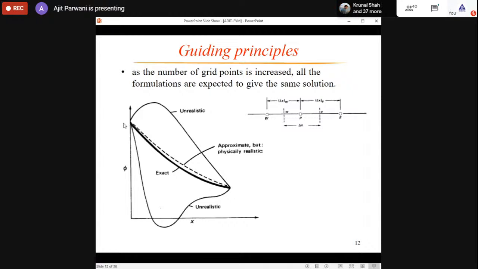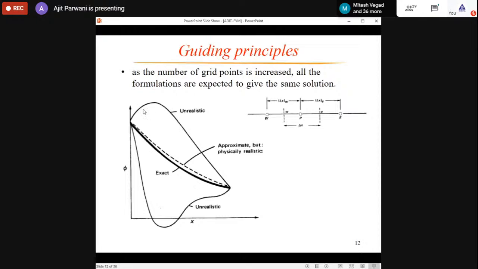If the temperature at one end is this and the temperature at the other end is this, then the temperature in between could not be more than this value. So it is a very unrealistic solution. Temperature in between could not go below this value either, which is also unrealistic. If you get a solution like this, it is a valid solution. It is an approximate solution, but physically realistic.